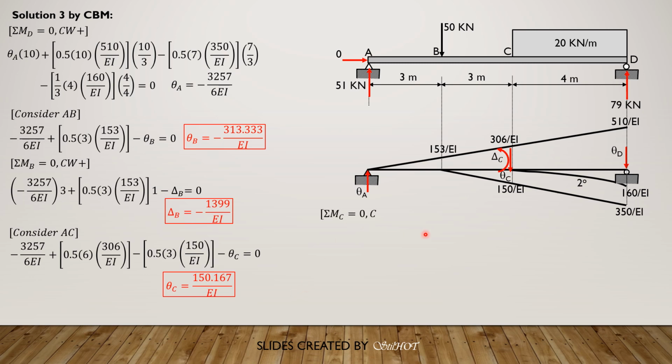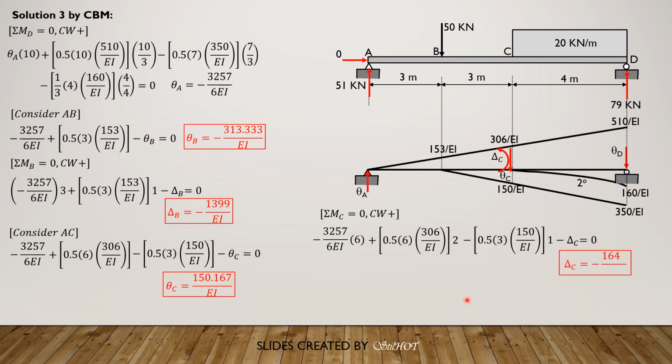Then summation moment about C equals 0, clockwise as positive. So negative 3257 over 6 EI times 6 plus 1 half or 0.5 of 6 times 306 over EI times 2. Then minus 1 half or 0.5 of 3 times 150 over EI times 1. Then minus delta C equals 0. So it's upward, so clockwise, downward, counterclockwise. So delta C is equal to negative 1646 over EI, just like before.